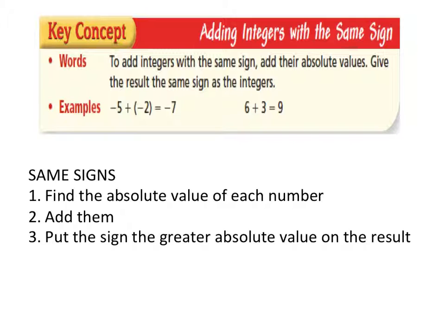The thing to remember here is a three-step rule with same signs for integers. We're going to find the absolute value of each number. Absolute value was in 2-1. Then we're going to add them. Then we're going to put the sign of the greater absolute value on the result. So if you can remember these three steps, it'll help you adding integers with the same sign.